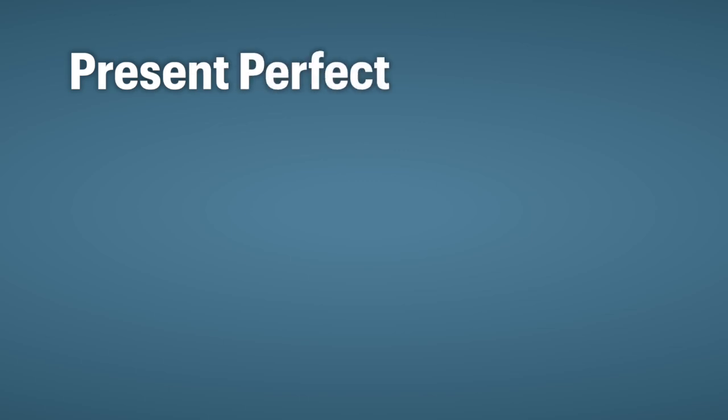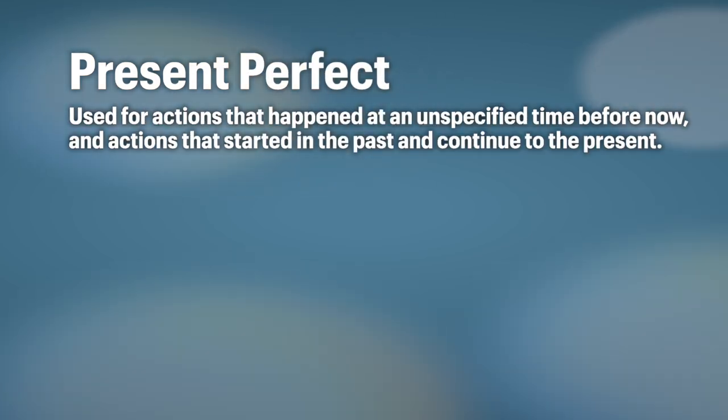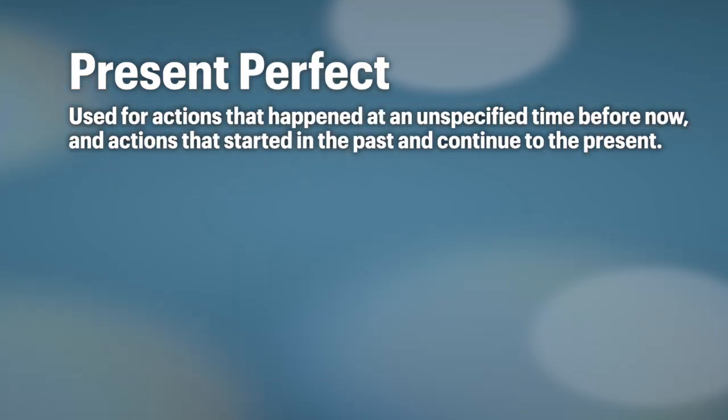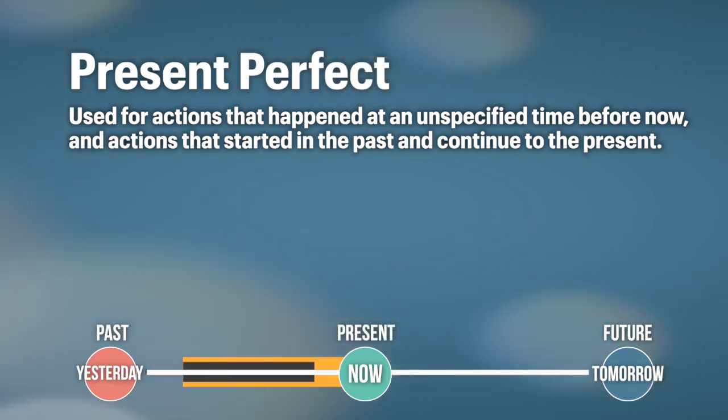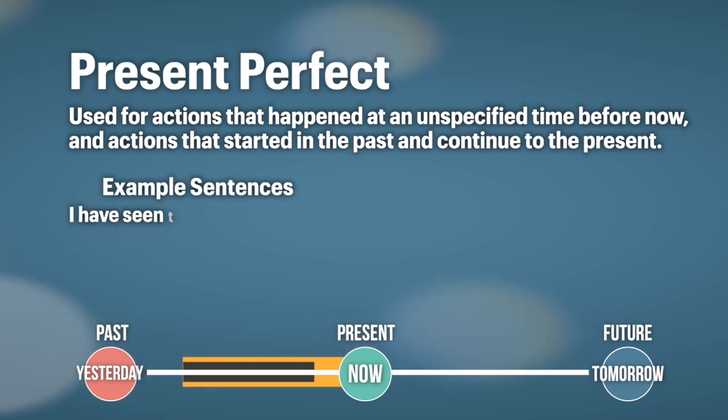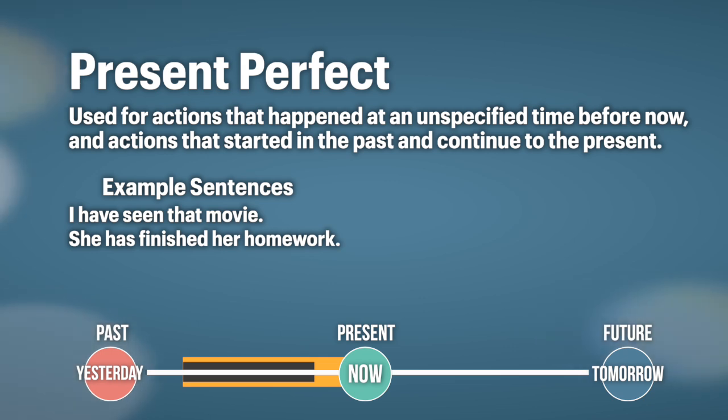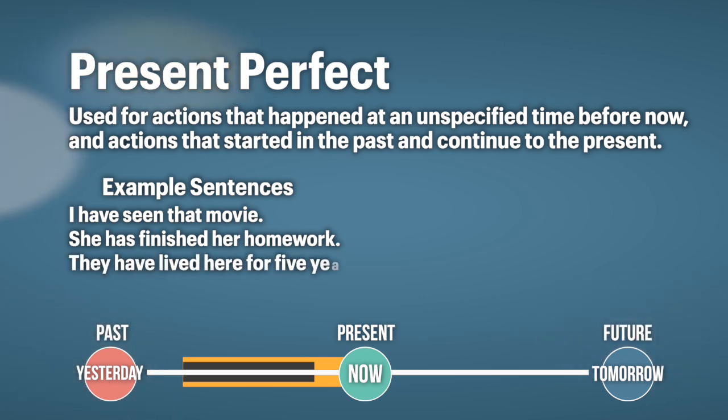The present perfect tense is used for actions that happen at an unspecified time before now. It's also used for actions that started in the past and continue in the present. For example, I have seen that movie. She has finished her homework. They have lived here for 5 years.